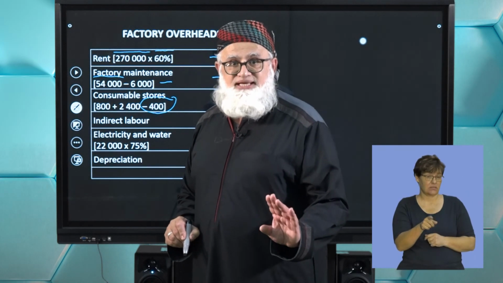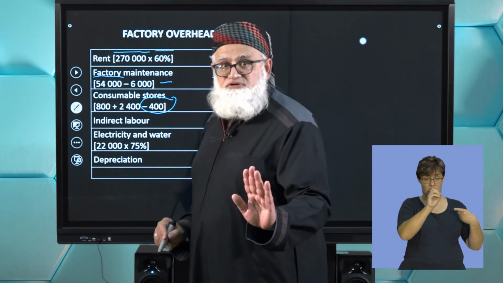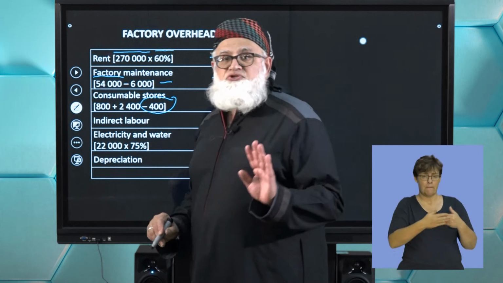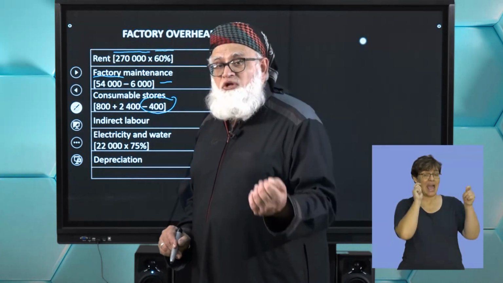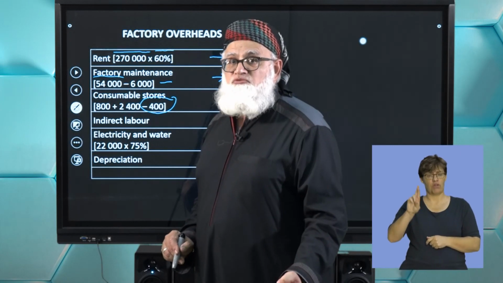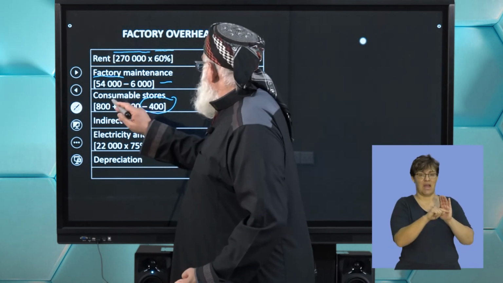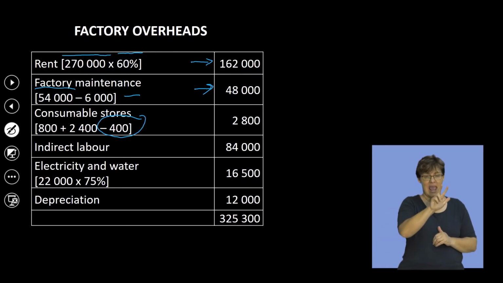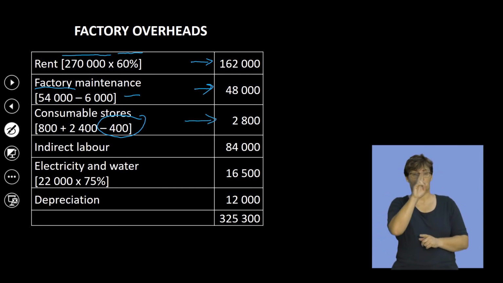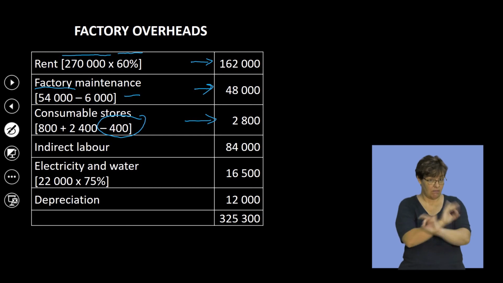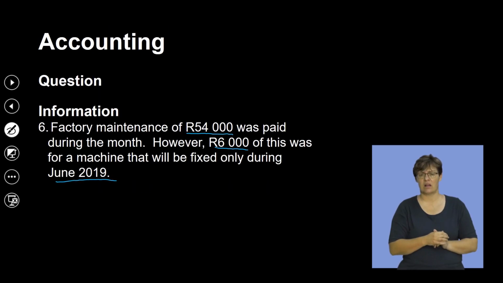So watch this once again. You had on hand 800, was pre-populated for you. You purchased a further 2,400 of consumable stores, but the adjustment told you that there were 400 rand worth of consumable stores on hand. Therefore, it will be 800 plus 2,400 minus the 400 will give you a figure of 2,800. Clear?